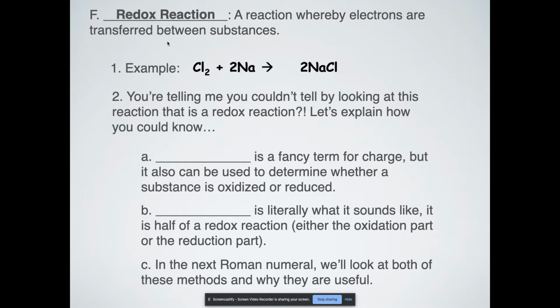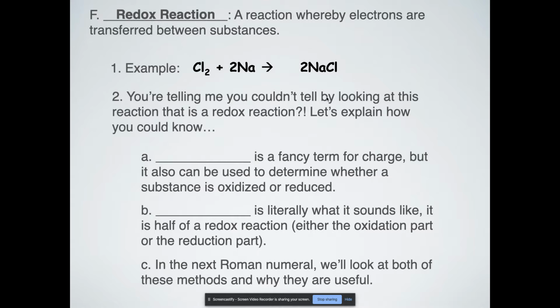A redox reaction is any reaction where an electron or electrons are being transferred between the different substances. This is actually an example of a redox reaction. Most of the time people would look at this and say, okay, it's a synthesis reaction, and leave it at that. But in reality, we have electrons being transferred here. If you remember from the previous video, we showed what was happening with the chlorine turning into chloride and the sodium solid turning into sodium ions. So in reality, this is a redox reaction. When you put it together, it looks like it's just synthesis, and that's about it.